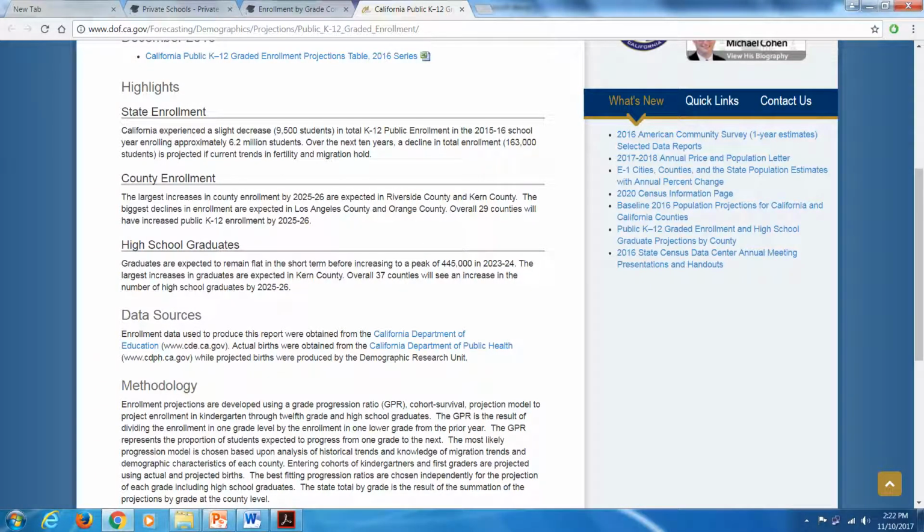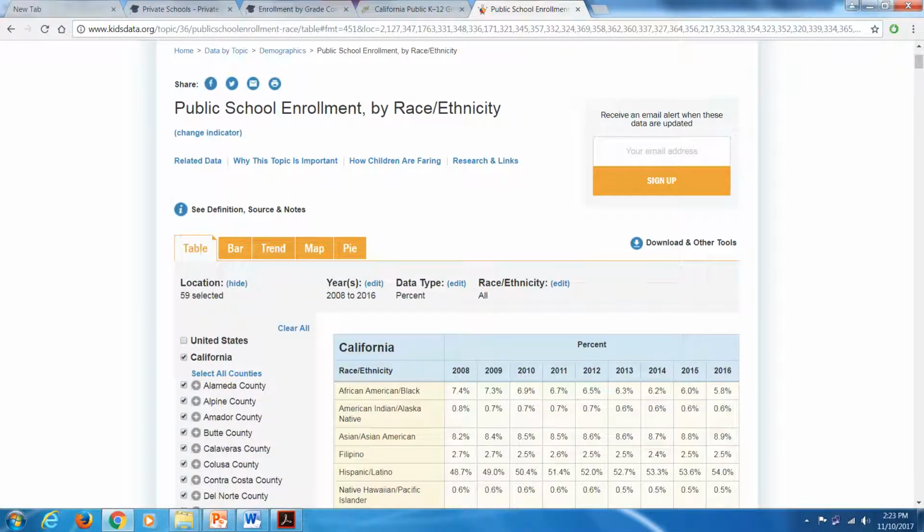This is state enrollment, county enrollment. It talks about which counties are the biggest gainers and where the biggest declines are. But again, you can read more on these websites. Now public school enrollment by race and ethnicity: Asian numbers slightly going up, Filipino also slightly going up, Hispanics and Latinos going up.